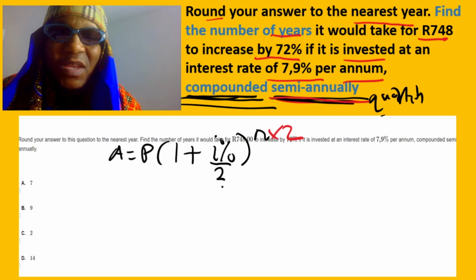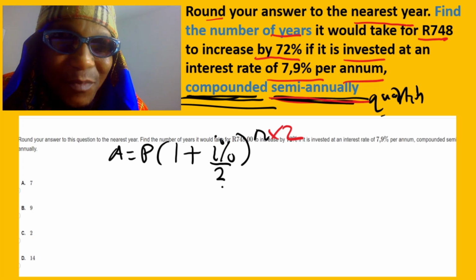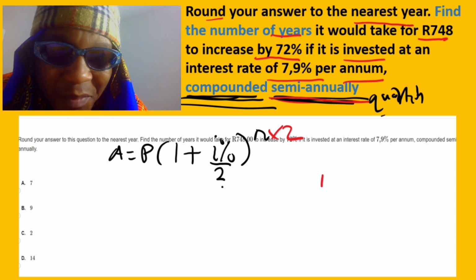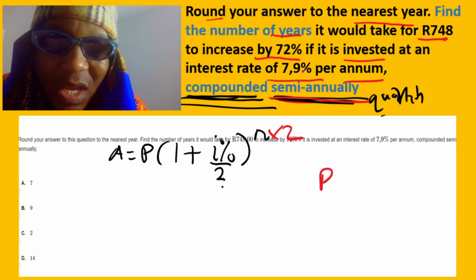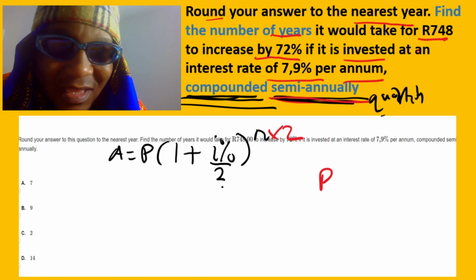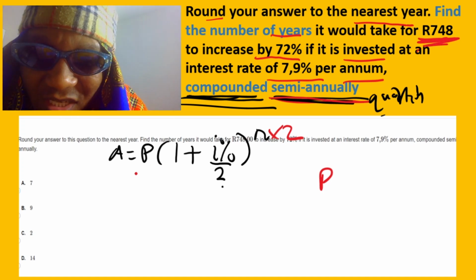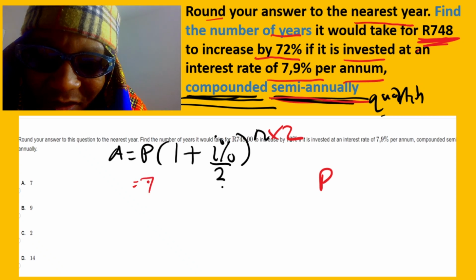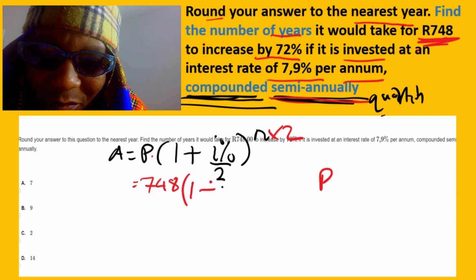Now, let's go to the question. What do they want? They say this person invested. So P represents how much was invested. Our principal is equal to 7,480. So instead of P, I'll write 7,480 in the position of P. And then we say 1 plus.